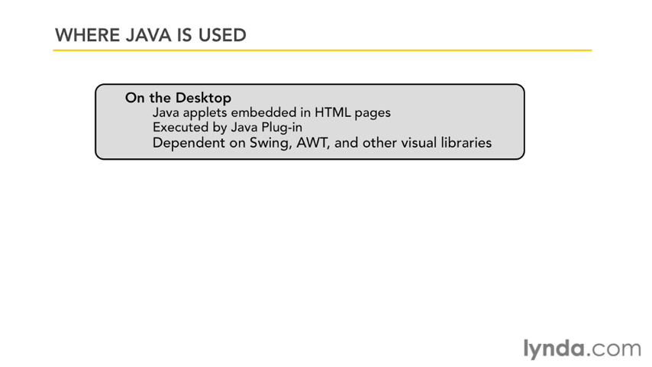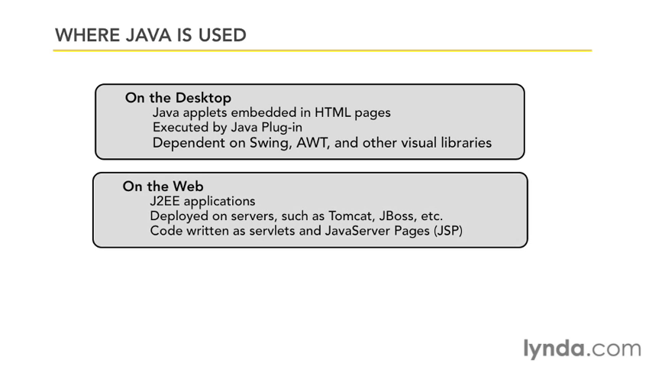You can also use Java to build dynamic web applications, that is, applications that are delivered to the browser as HTML, dynamically generated at runtime on a server. These are sometimes called J2EE or simply Java Enterprise Edition applications, and they're executed within server environments such as Tomcat from Apache or JBoss. The code is written using models called servlets and Java Server Pages. It's exactly the same language as you might use on the desktop, but it's simply modeled a little bit differently.